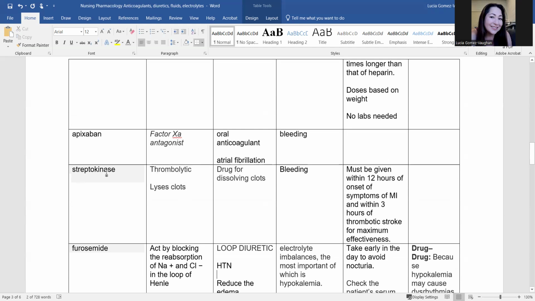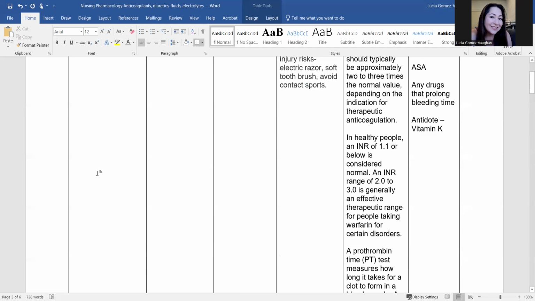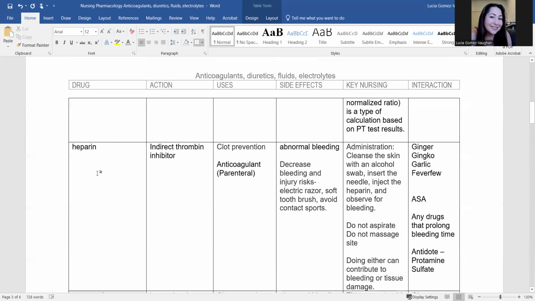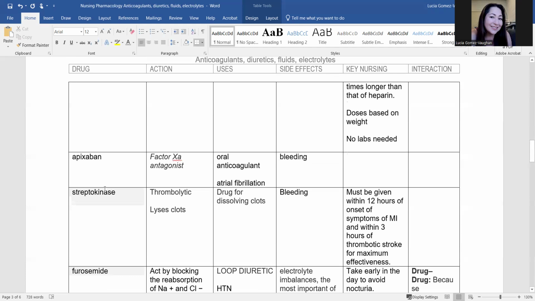The rest of the medications, warfarin, heparin, enoxaparin, and apixaban, those all only prevent new clots from forming. If they've already discovered a clot, like if you're giving heparin for a DVT, it will prevent it from getting larger, but it's not going to dissolve it. Our streptokinase is the first drug on this sheet that's an actual thrombolytic that will dissolve the clot. So it's used for dissolving clots and it's for bleeding.